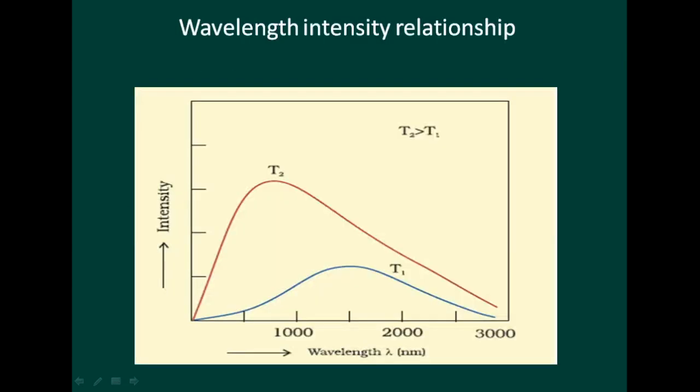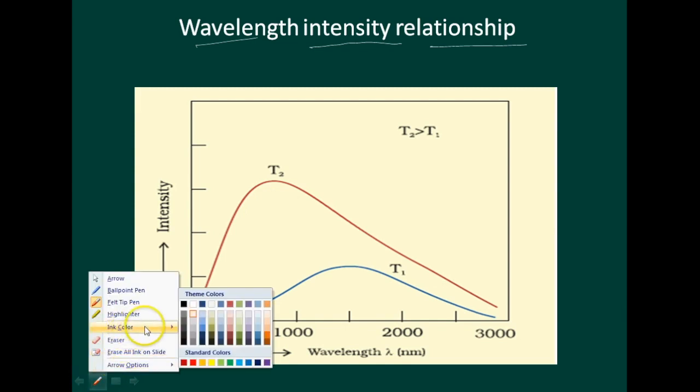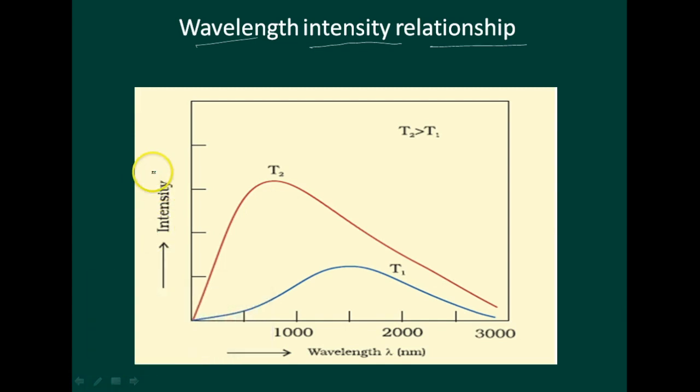This is the wavelength intensity relationship, the intensity versus wavelength curve. As shown in this figure, the intensity curve of radiation from a black body depends only on its temperature at a given temperature.